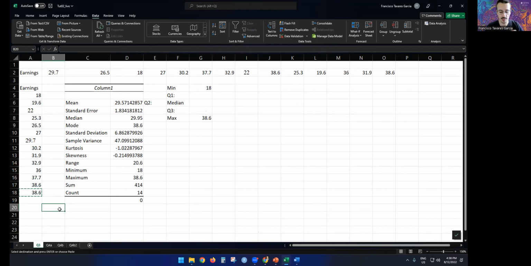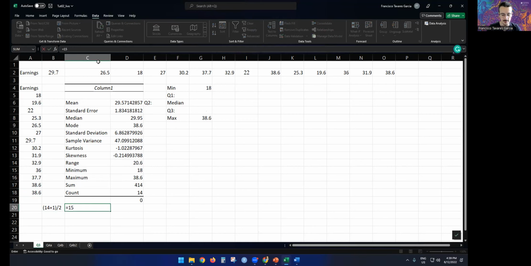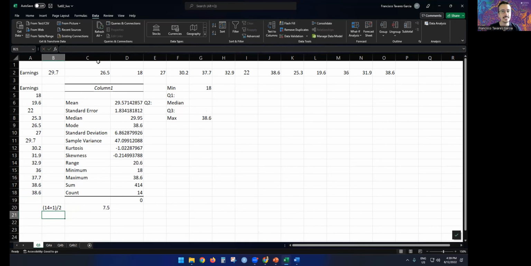14. The rule that Harry is using is n+1, and all of this divided by 2. Right? And our n is 14. So 14 plus 1 divided by 2 is equal to 15 divided by 2, which is 7.5. So we found 7.5. 1, 2, 3, 4, 5, 6, 7.